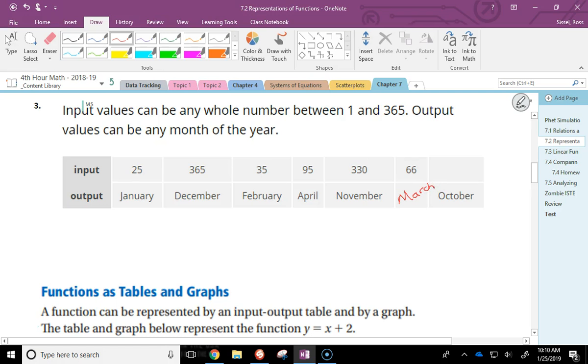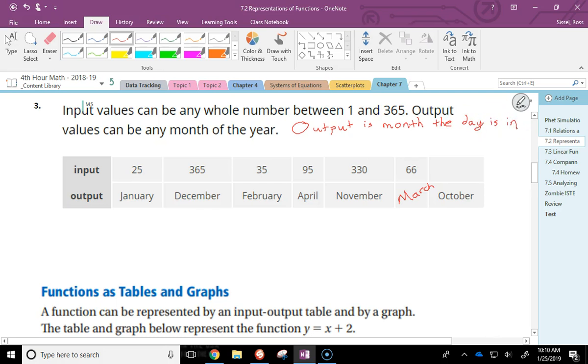Date? Like every day, past the first day of the year, it's like the month. So the 25th day of the year would be January, and the 35th would be February, and the 66th would be March. Starting from number one, you keep going, and you don't cut the days off at the end of the month, you just keep going.